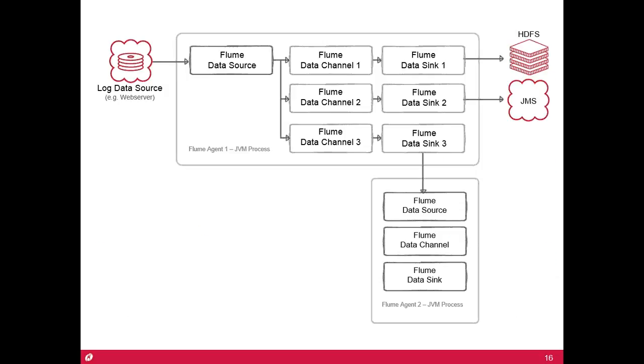Now, similar to this, you can actually use agent chaining to create a multiplex data flow where one event can spread out to multiple data destinations or Flume agents, as you can see in the slide.